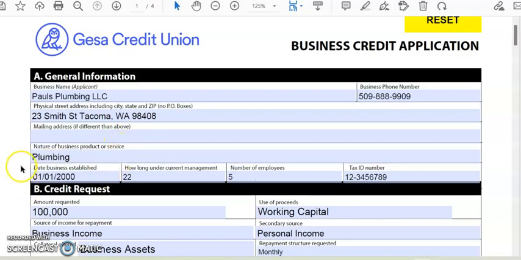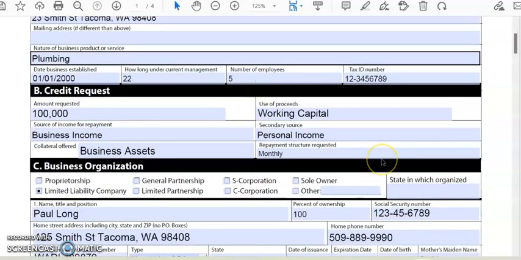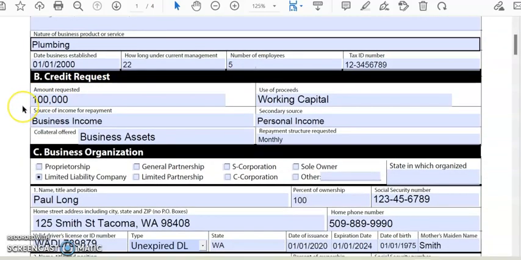Describe your business's product or service, which is going to be plumbing. Your date of business established, how long you have owned the business, your number of employees, and your business tax ID number. Then section B, we get into the credit request.